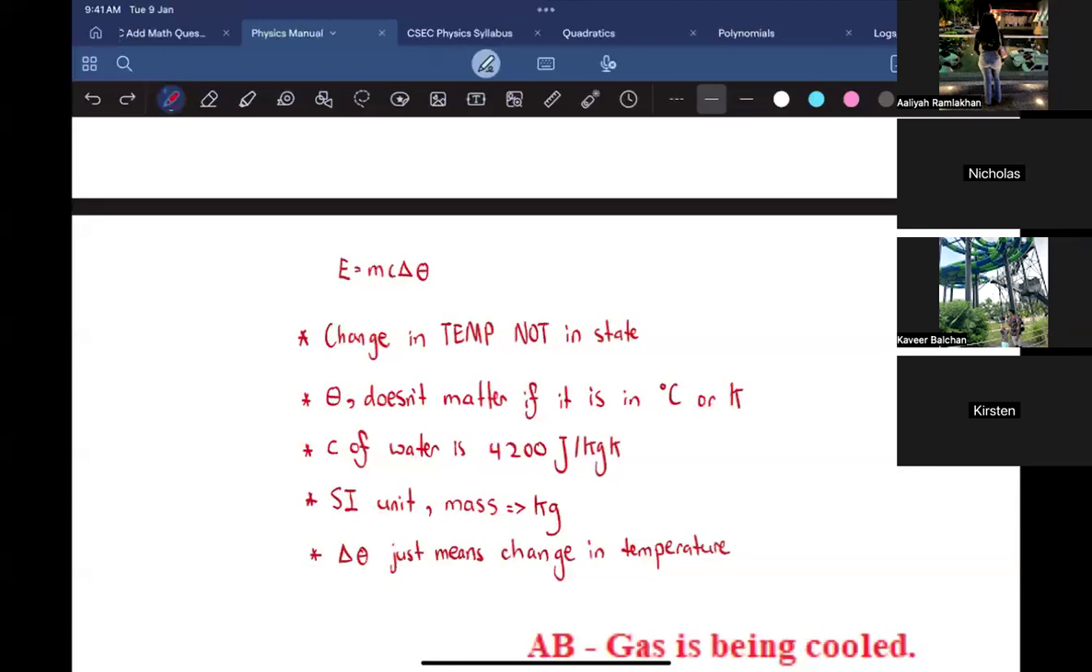So the water is a liquid, and a liquid turns into what? Gas. So there's a change in state, right? Yeah. So would I use E is equal to MC delta theta there? No, because you only use the formula when there is a change in temperature. You see how you're going from liquid to gas? You can't use that formula because it only works when it's the same state: liquid to liquid, gas to gas, solid to solid.